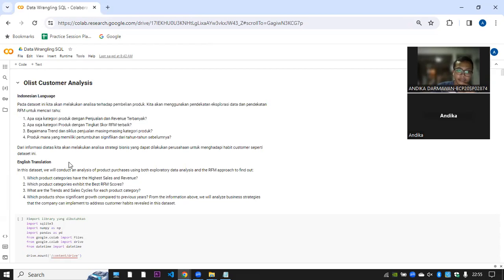First is about which product categories have the highest sales and revenue. Second is which product category exhibits the best RFM scores. For those who don't know, RFM is R for recency, F for frequency, and M for monetary. So basically, we use three dimensions to understand the best product that we sell for the business.